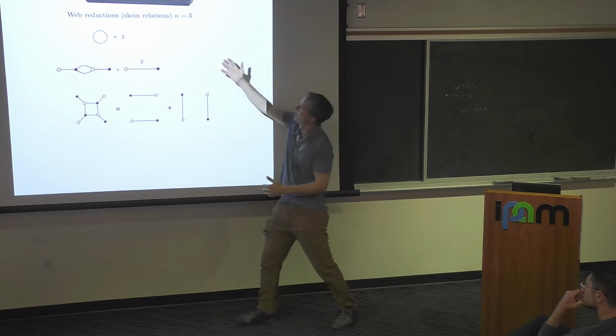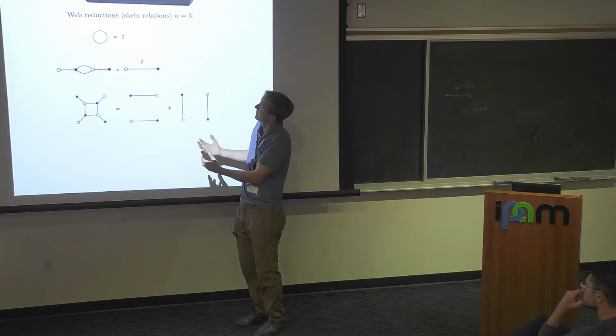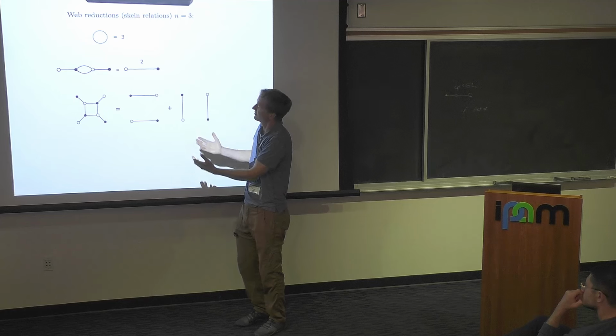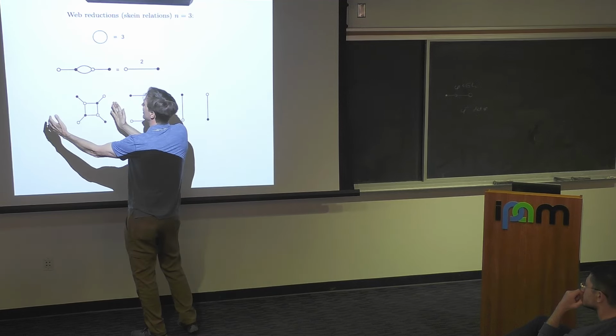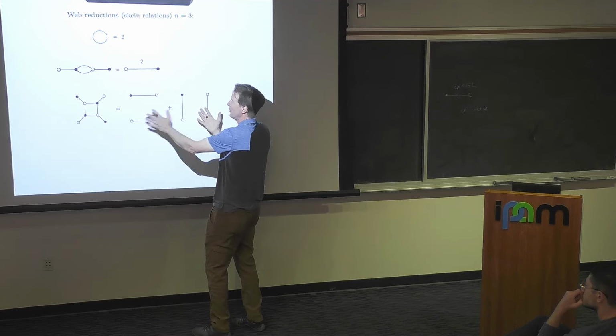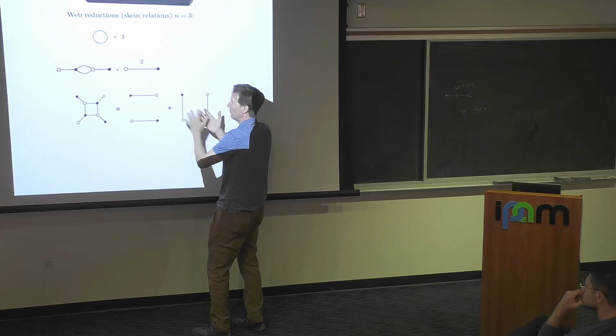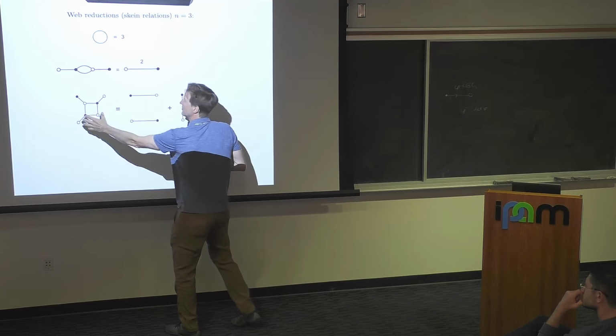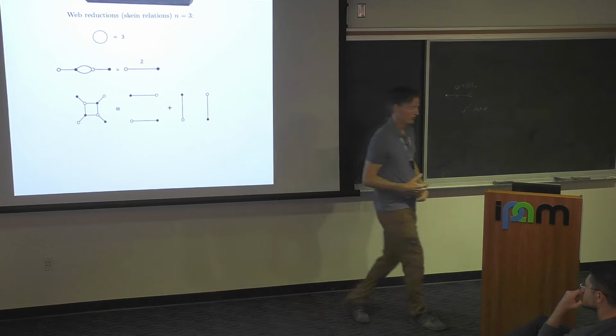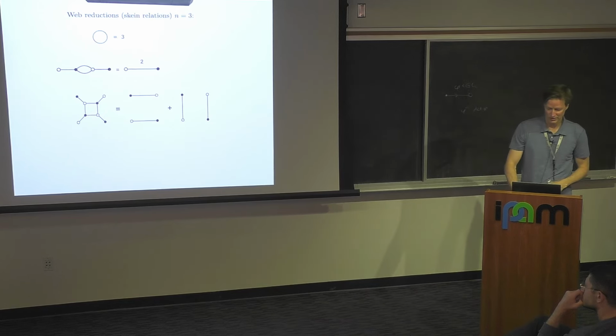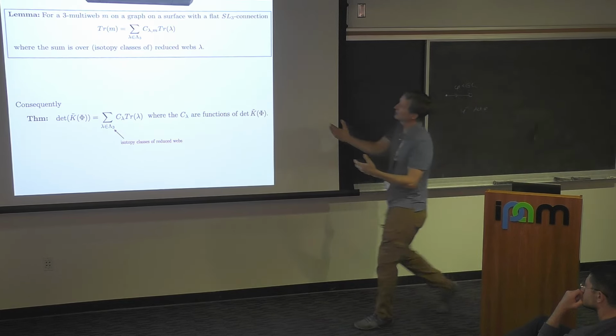Okay, so there's some web reductions, and those web reductions preserve the trace, right? If you have some multi-web on the left, you can replace it with a linear combination of multi-webs on the right, and the sum of the traces of these guys equals the trace of that guy. So that's what I'm saying here, right?